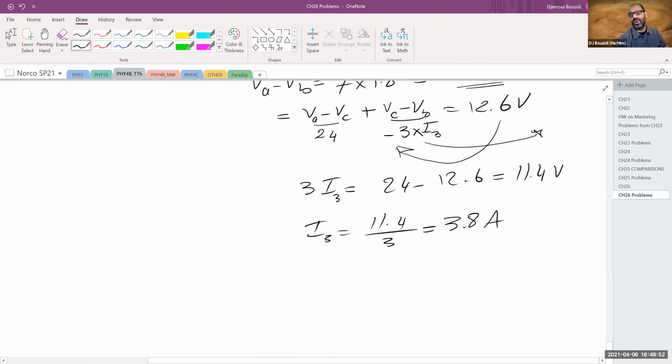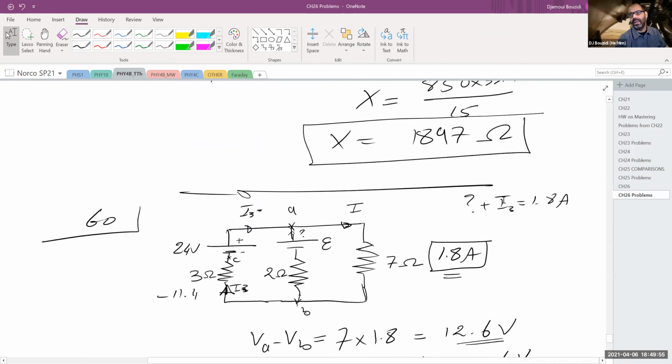So what's going on now? If I take I3, which is 3.8, and move it to the other side, I'm going to find negative 2 amps. So this equation tells me that I have 1.8 minus 3.8, so it's negative 2 amps. That means this direction I chose is not correct for this current. The current is actually running down. This is actually 2 amps going down, not up.